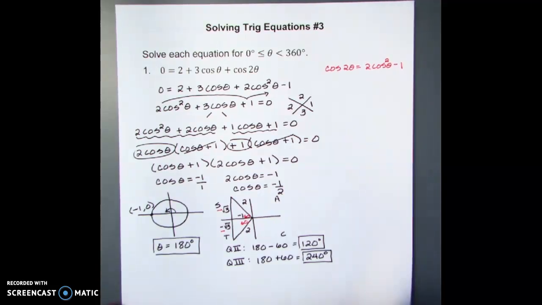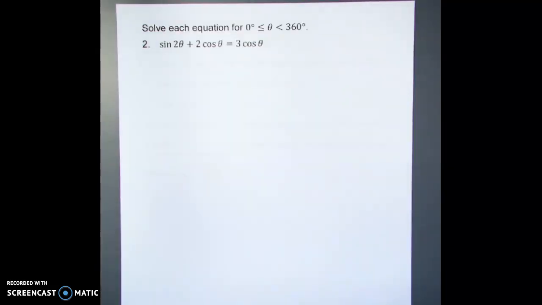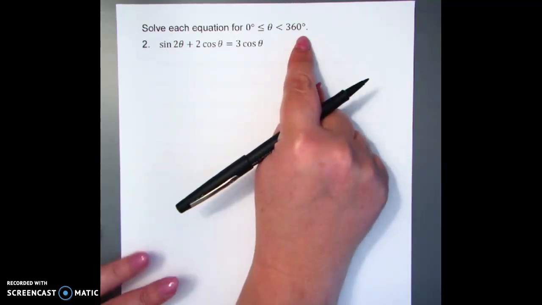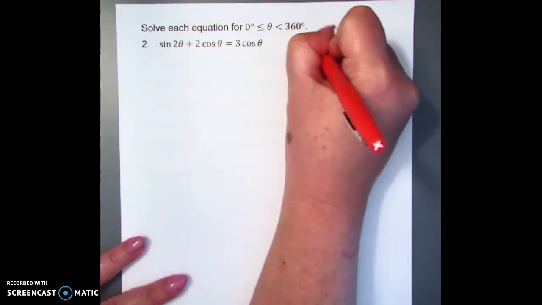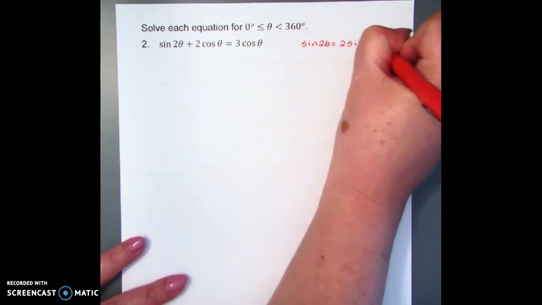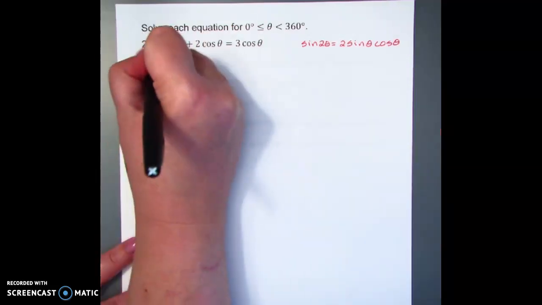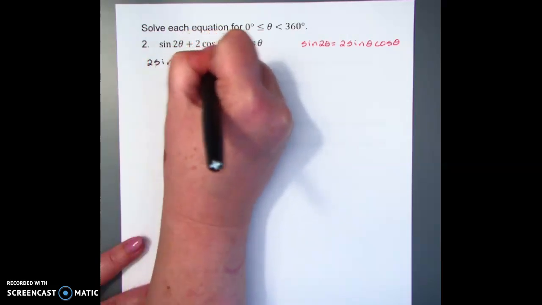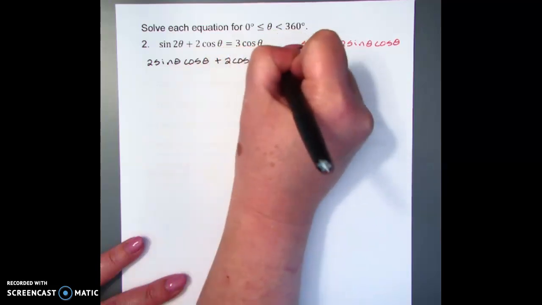All right, so that was using a cosine of 2 theta. I'm going to show you a problem where we might use sine of 2 theta. And again, this is going to be from 0 to 360. So we said that the sine of 2 theta was equal to 2 sine theta cosine theta. So if I substitute that right in here, we're going to say 2 sine theta cosine theta plus 2 cosine theta is equal to 3 cosine theta.